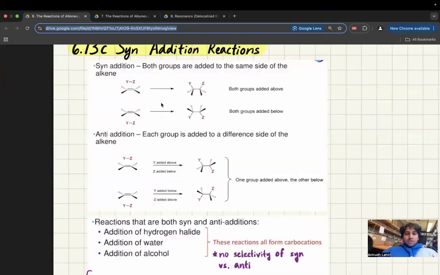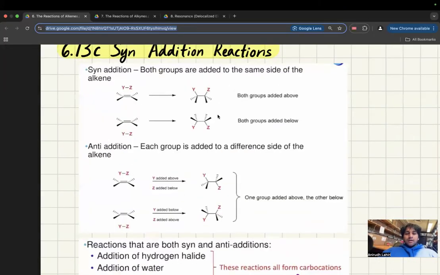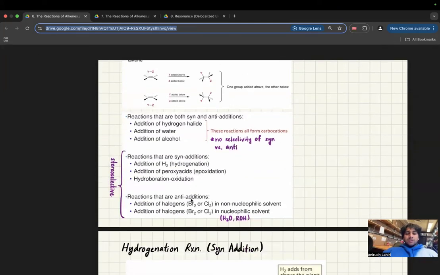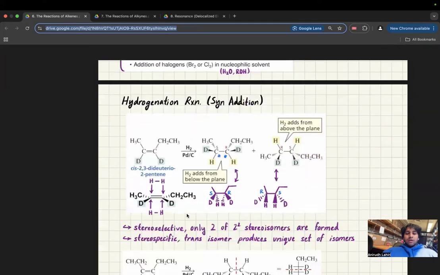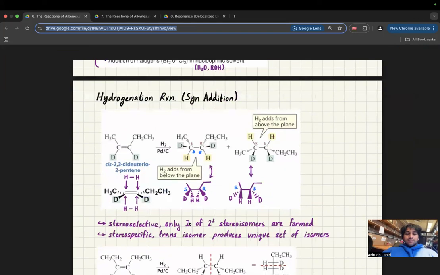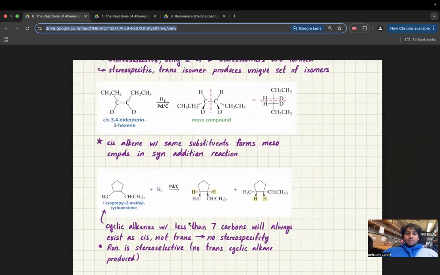Okay. So syn addition reactions are both groups are added to the same side, anti different sides. Okay, we kind of already talked about this. These are the syn addition reactions. These are the anti-addition reactions. Here we can see why this hydrogenation reaction is a syn addition. Cool.